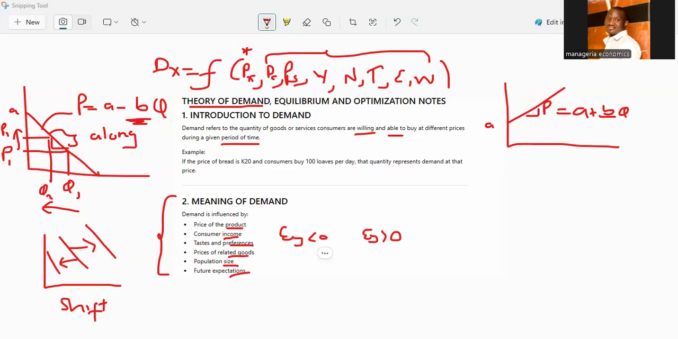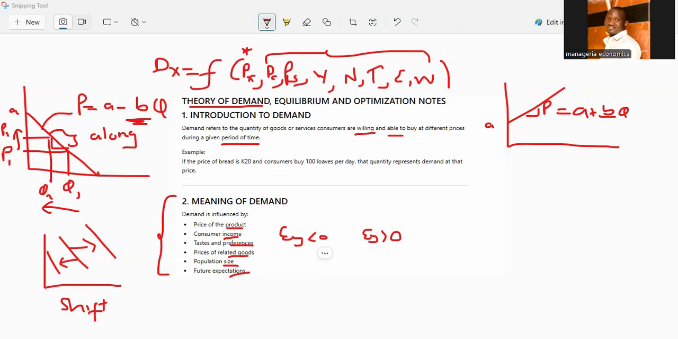So complementary goods are goods that move hand in hand. For instance, bread and butter, phone and SIM card. All right. Population. If you have a larger population, it will result in higher demand. For instance, if you have more students, there's more demand for tutorial classes.